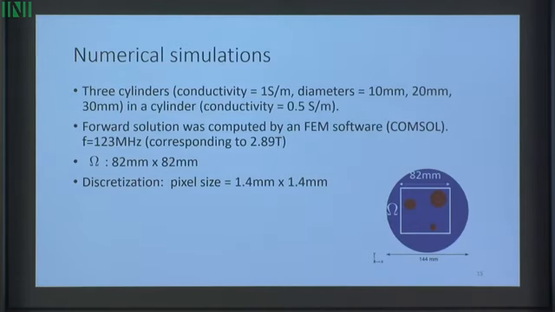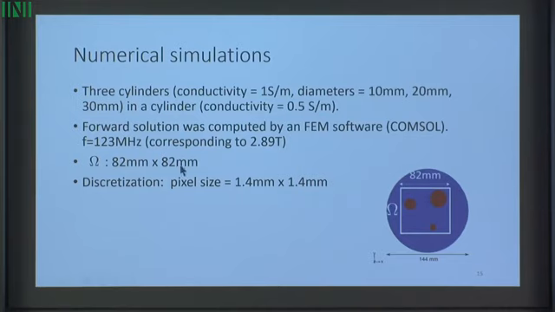Okay, so let's move on to numerical simulations. We assume these 3 cylinders, colored red, are domains that have a higher conductivity value, 1 Siemens per meter, that is twice as large as that of the background conductivity value. The diameters of these 3 domains are 10, 20, and 30 millimeters. We use a numerical model of a birdcage coil, and using an FEM software, we compute the magnetic field.